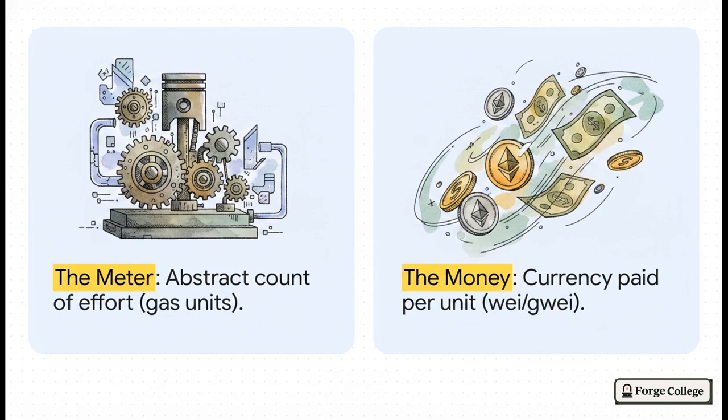Think of it like this. On one side, we have the meter. These are your gas units, a purely abstract count of the computational effort. Like, say, a simple Ether transfer requires exactly 21,000 units of effort. The EVM drives this meter strictly based on your code's execution semantics. On the other side, we have the money. This is the Wei, or the Gwei, the actual cryptocurrency you're paying per unit of effort. While the meter is driven by your code, the price is driven by the open market. The exact same amount of computation can cost wildly different amounts of actual money, depending entirely on network congestion.